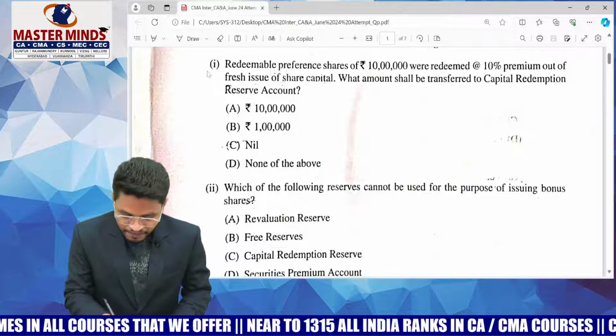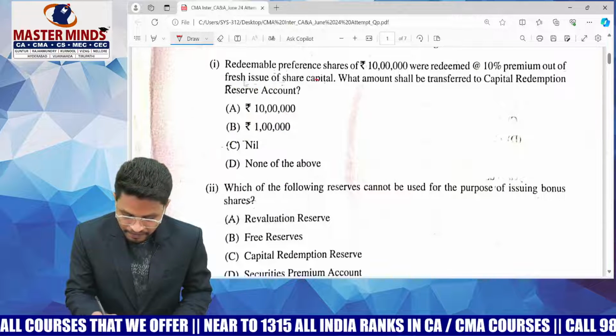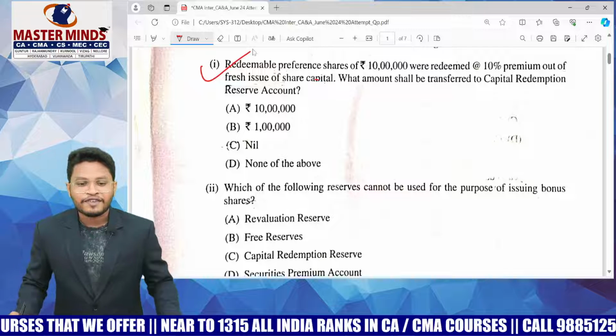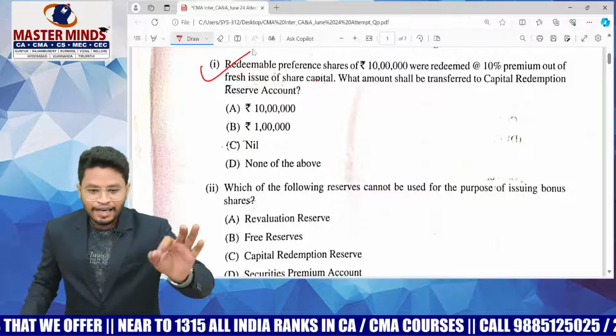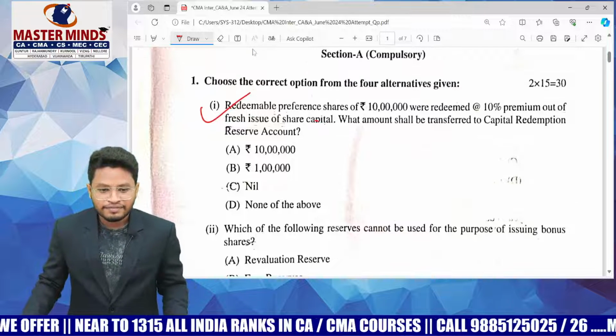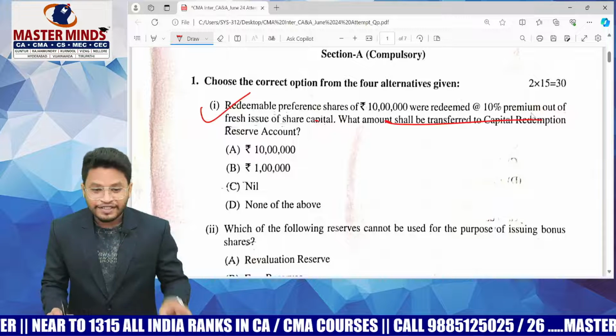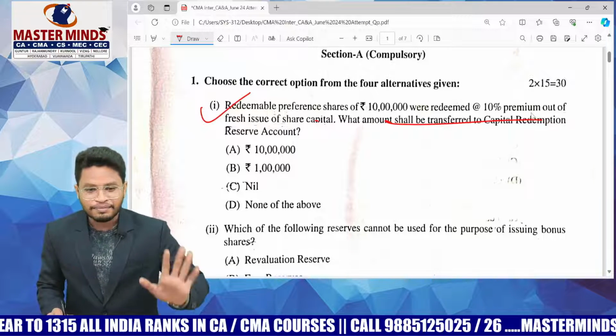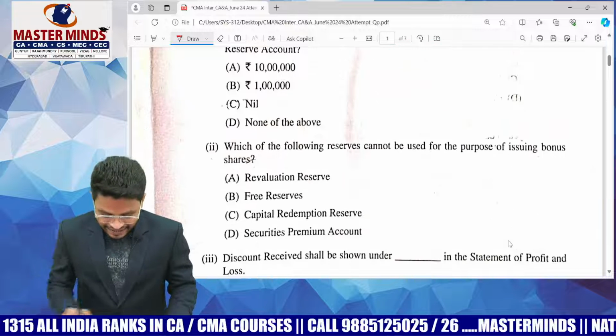The first bit is from the redemption of preference shares chapter. What is the amount that is to be transferred to CRR? That is the question. If you are thorough with that concept, this is simple. Okay, yes. The next bit.